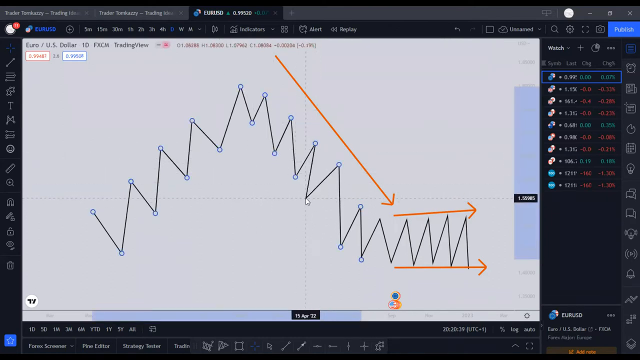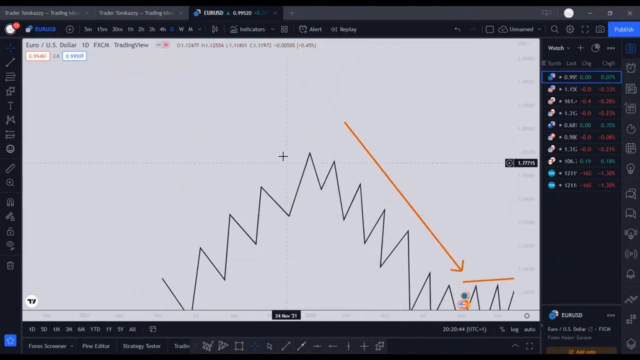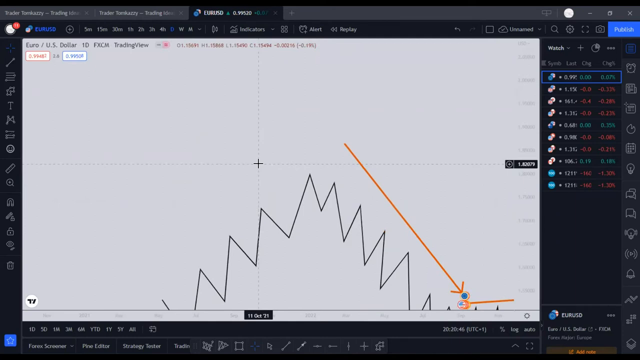All right, so today we are coming to learn how to connect lows and highs using trend lines. How to draw trend lines properly. That is what we are going to look at today.